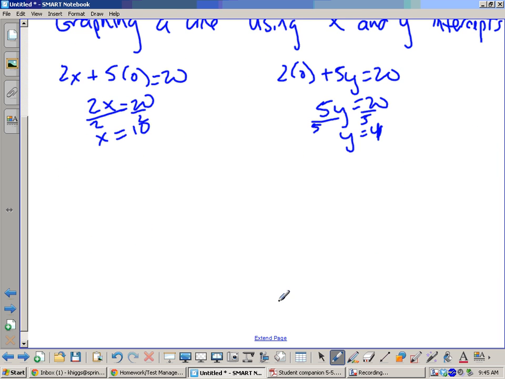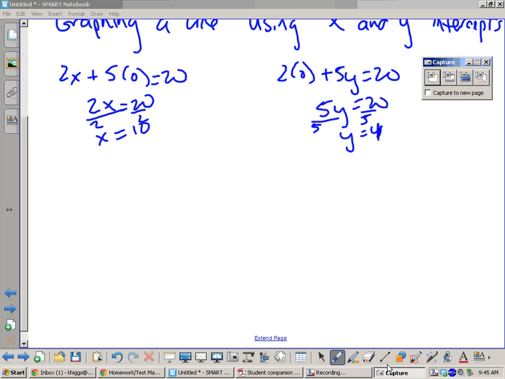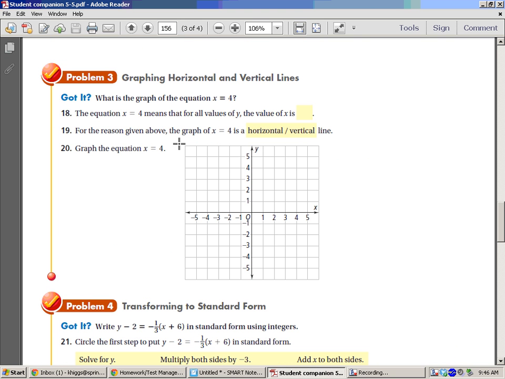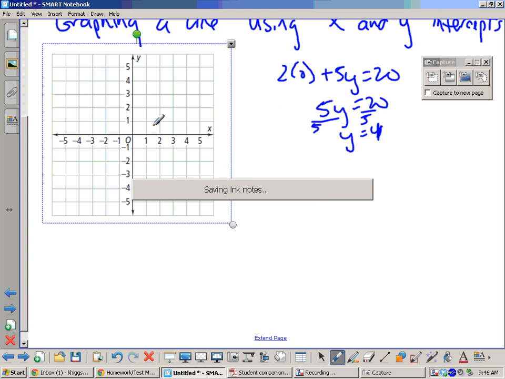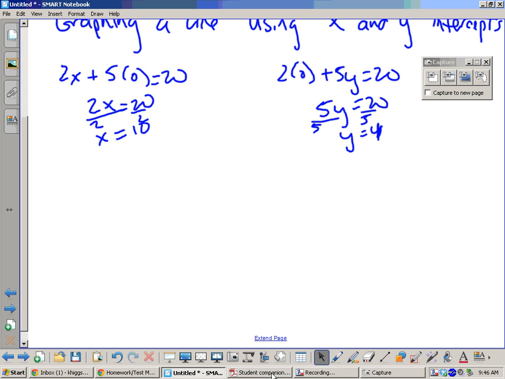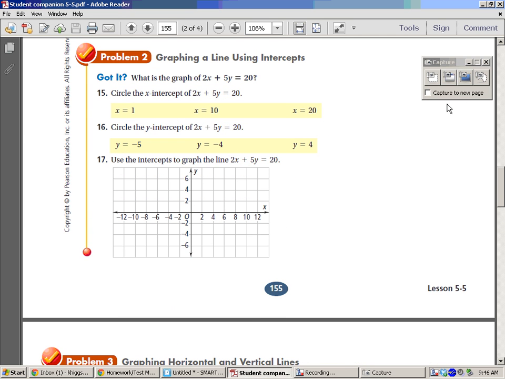And to graph this, I am going to clip some graph paper here so that we have something to graph here. Actually, that's not the one I wanted. So I'll delete that one. This one here.